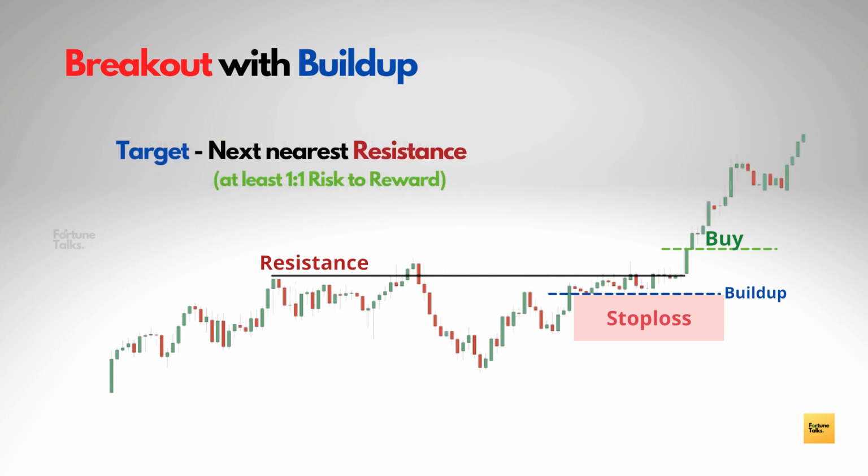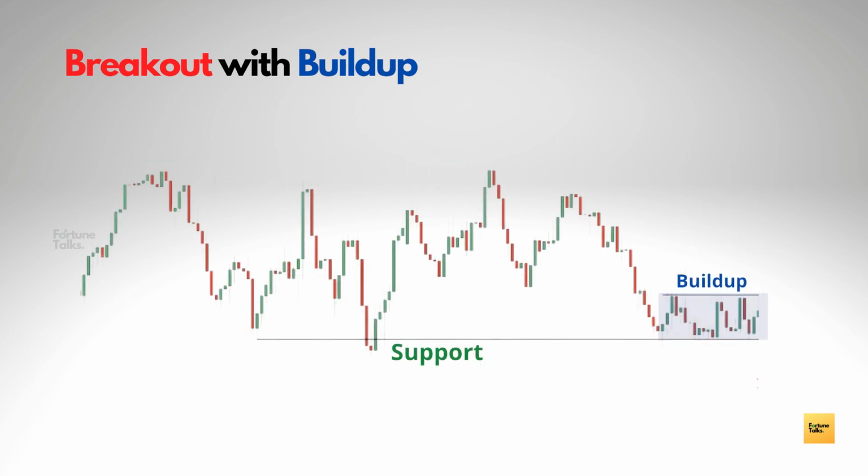Now talking about the targets, my target would be the next nearest structure, in this case the next nearest resistance level. Now look through your charts, look for price approaching the support area, and ask yourselves what happens if there is a consolidation at the support area, and what will you do?